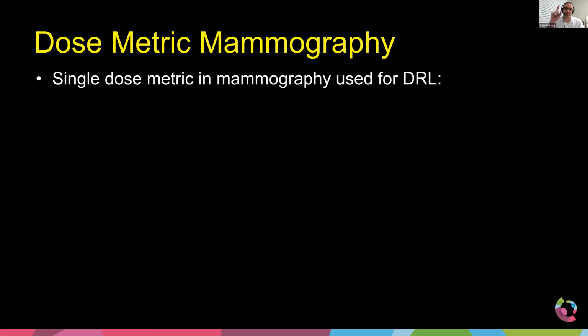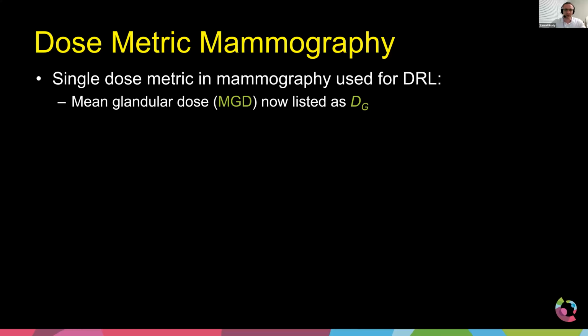In mammography, there is one dose metric. There is one way to calculate dose that we typically use for diagnostic reference levels. It's the way we've been doing this for many years, for several decades now. And that is the mean glandular dose. Most publications still call it MGD or mean glandular dose. But the IAEA and almost all international societies now list it as D sub G, which is glandular dose. So throughout this talk, I am going to refer to mean glandular dose as D sub G, just to be in line with the IAEA.